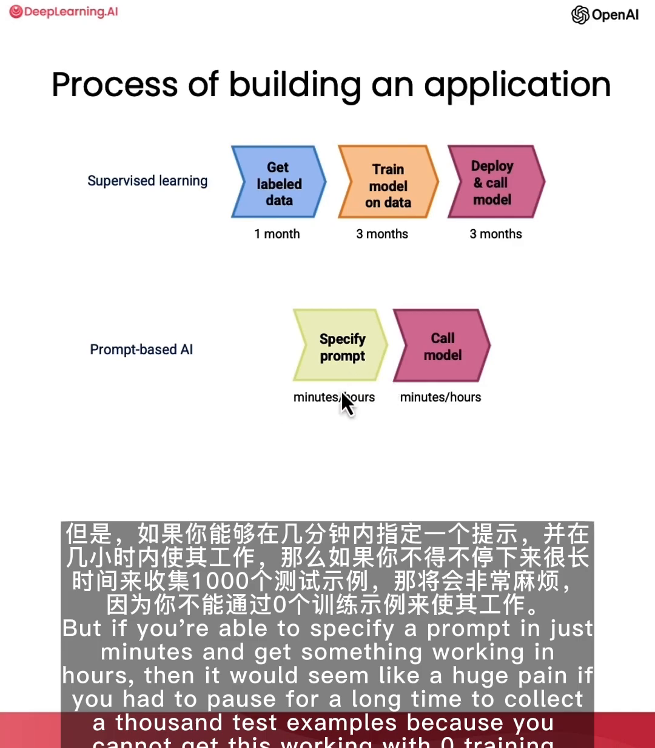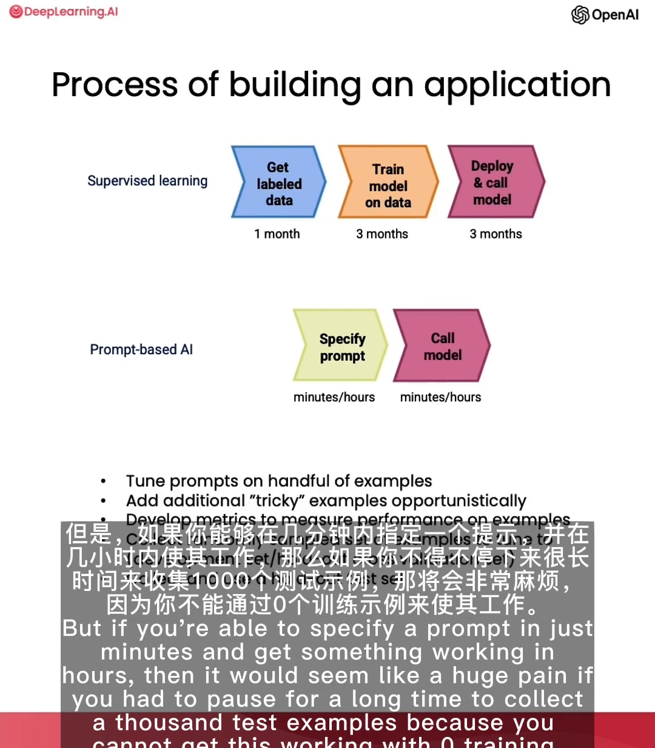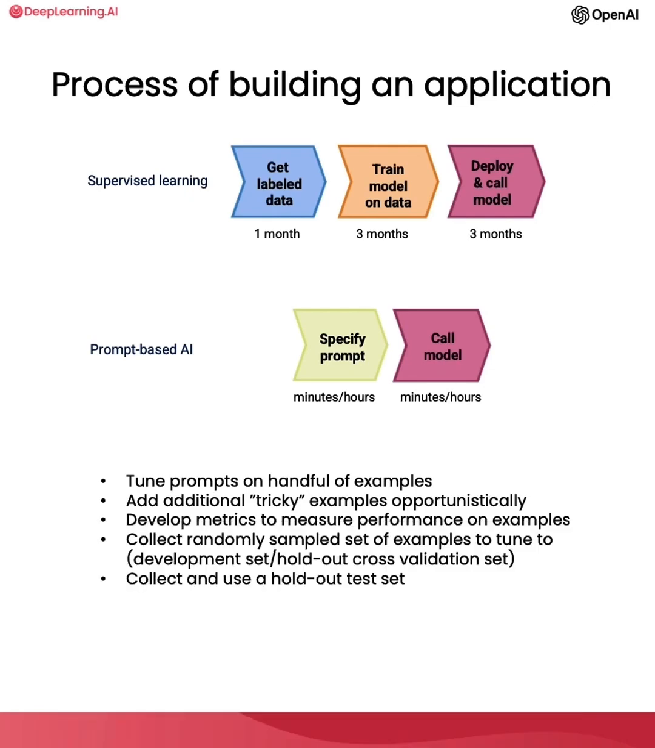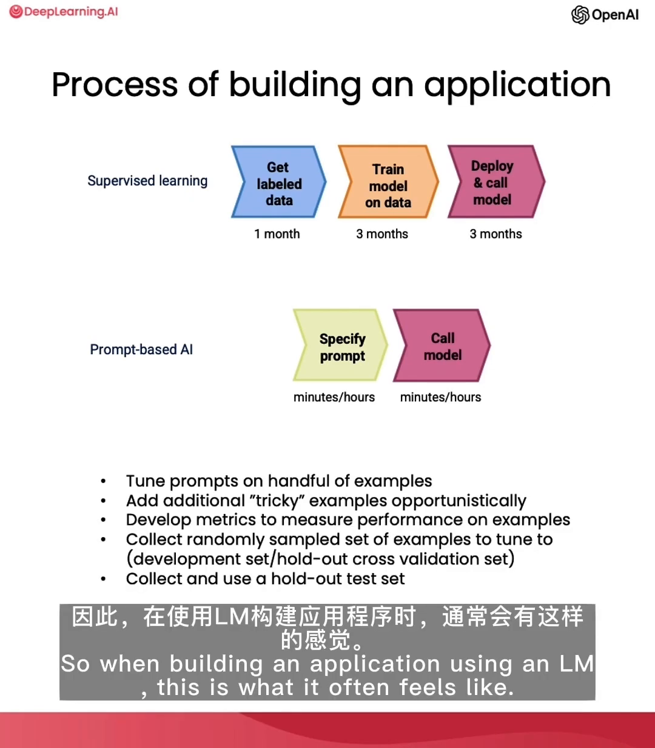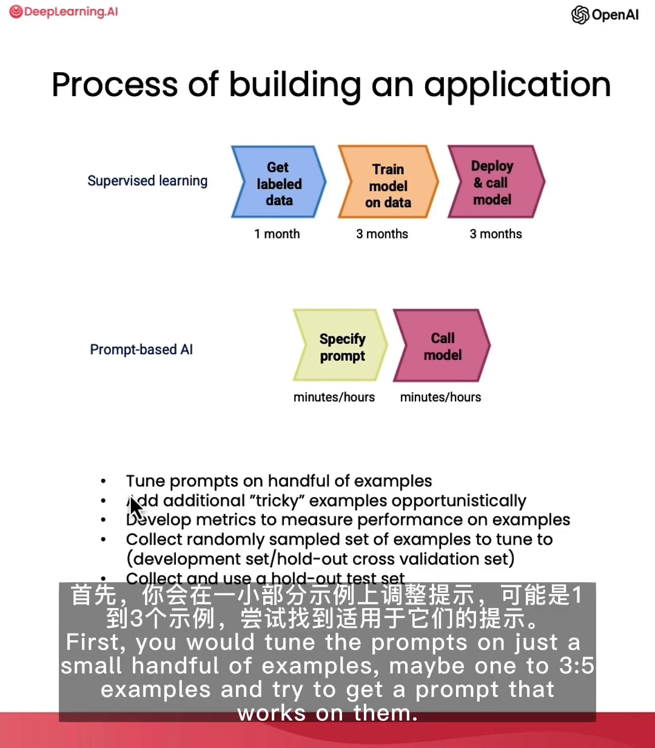But if you're able to specify a prompt in just minutes and get something working in hours, then it would seem like a huge pain if you had to pause for a long time to collect 1,000 test examples, because you can now get this working with 0 training examples. So when building an application using an LLM, this is what it often feels like. First, you would tune the prompts on just a small handful of examples, maybe 1 to 3 to 5 examples, and try to get a prompt that works on them.